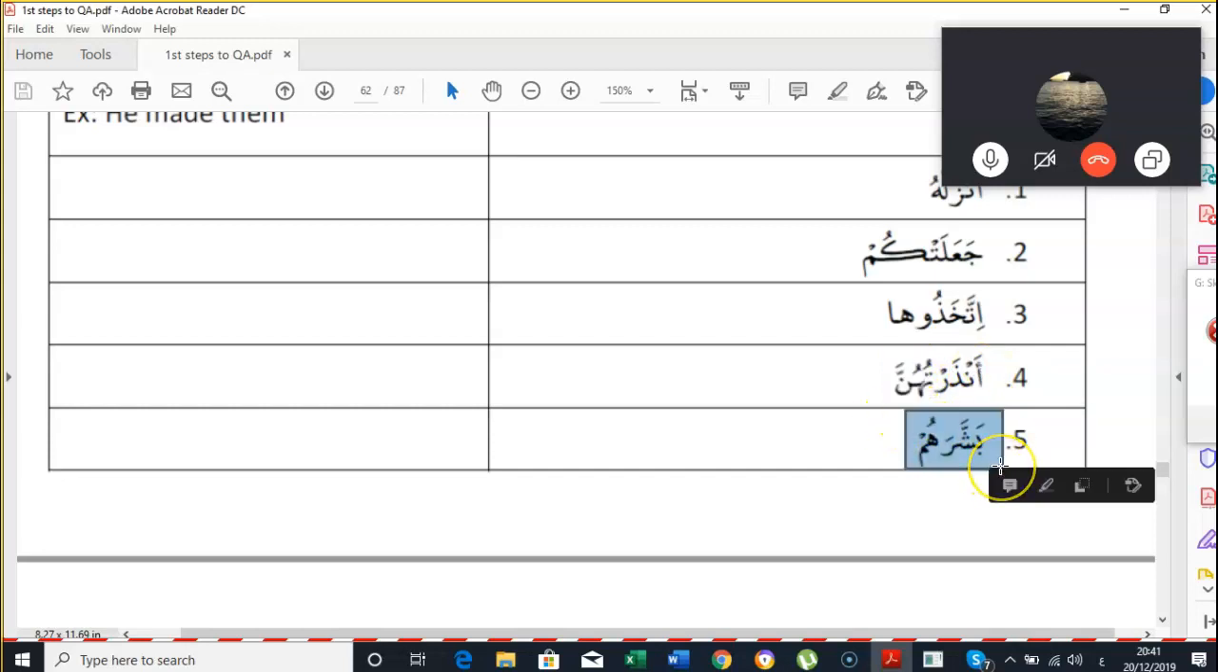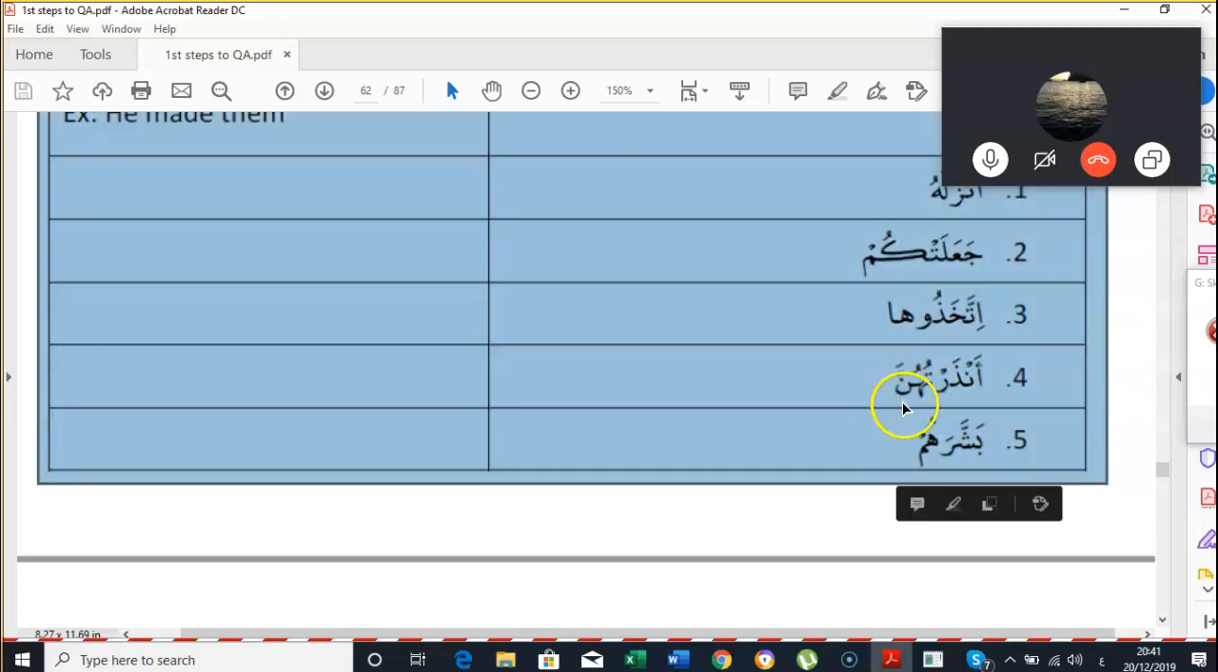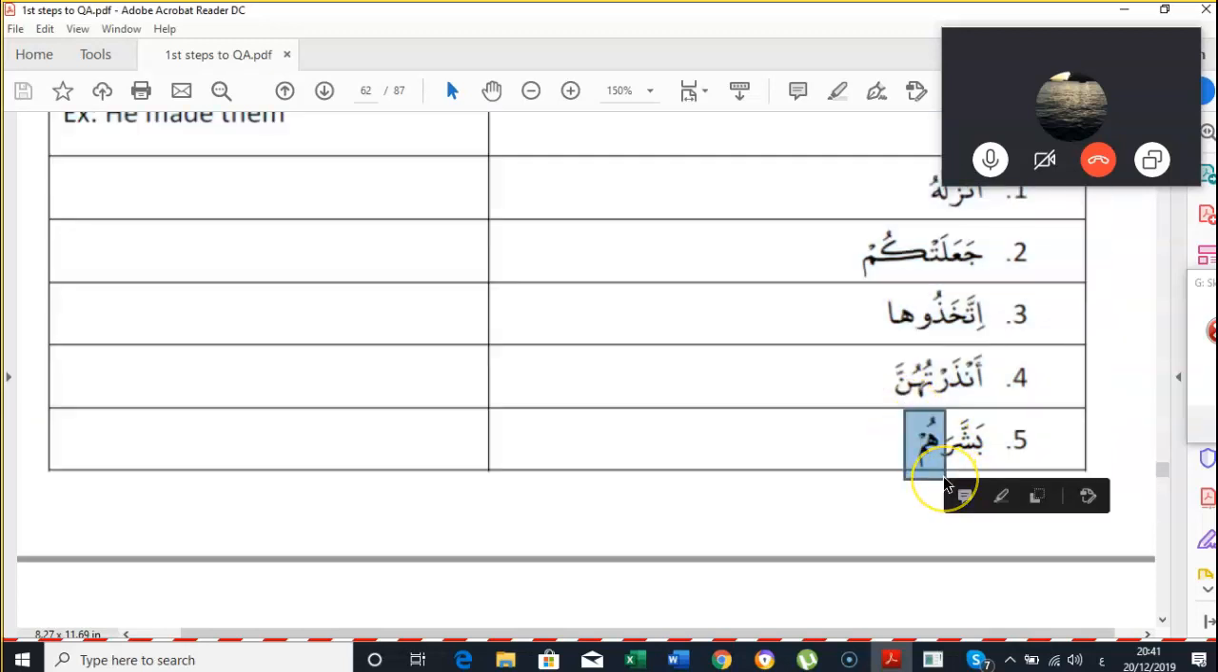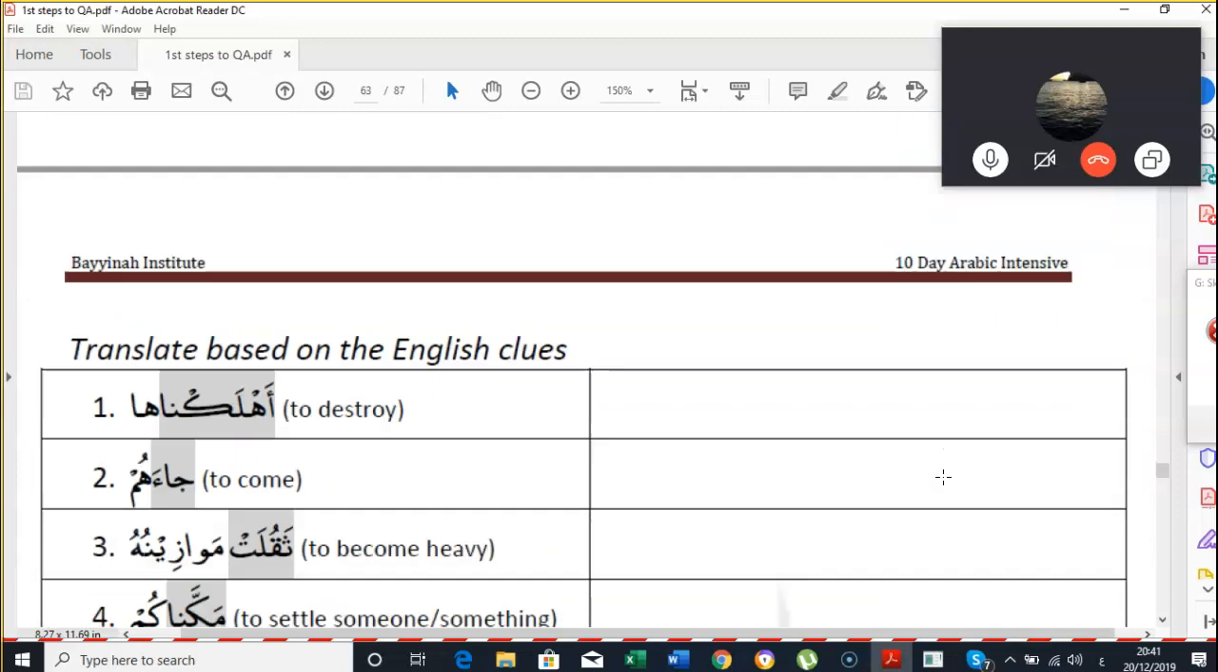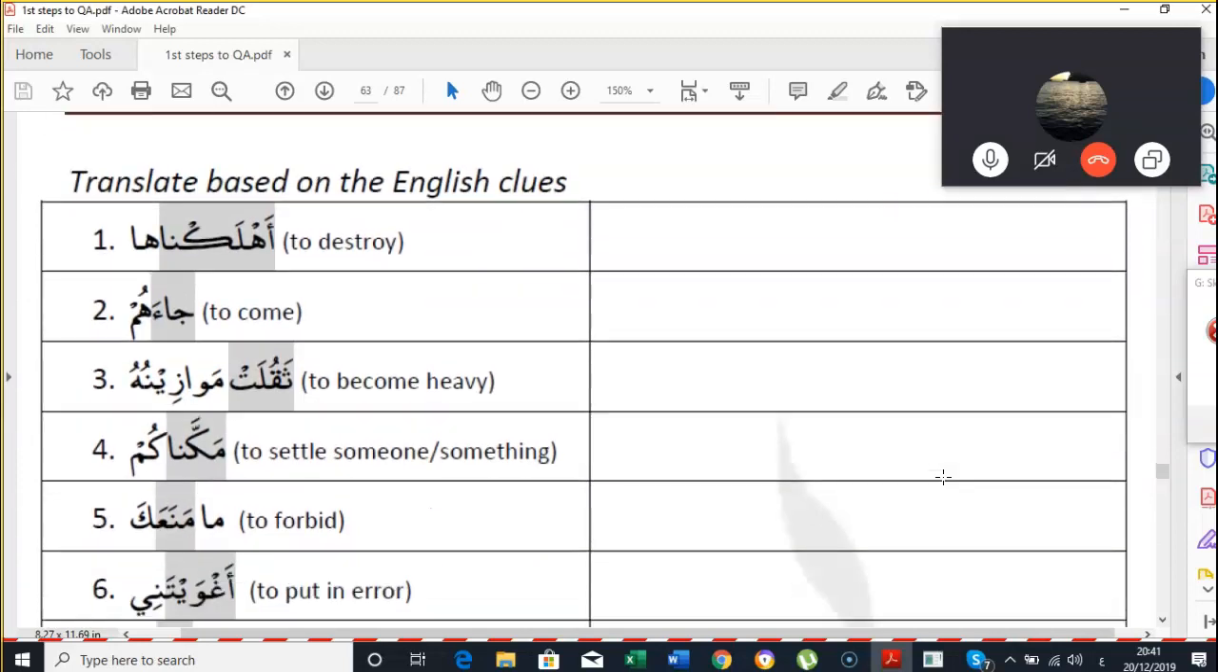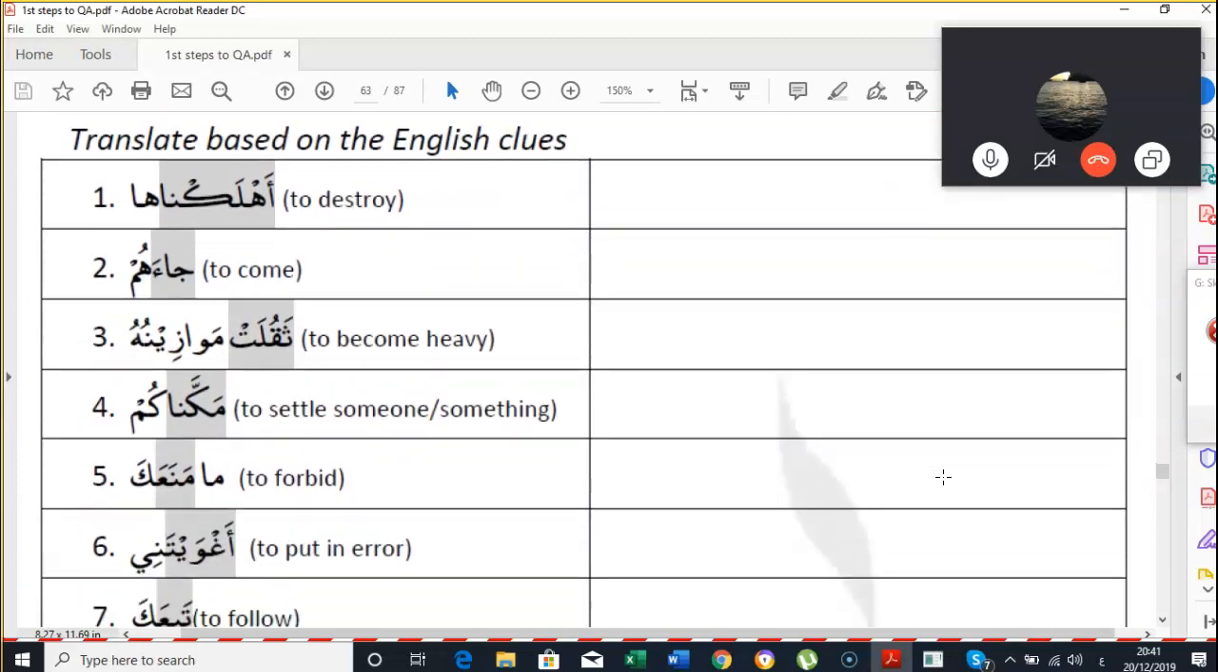Okay. بشرهم. بشر means to congratulate. Whom, you get rid of. Then he congratulated them. There you go. Okay. Next page, translate based on the English rule, English clues.